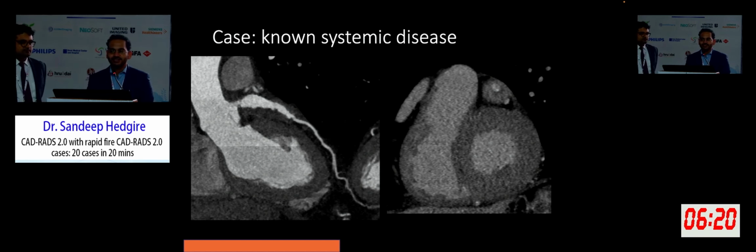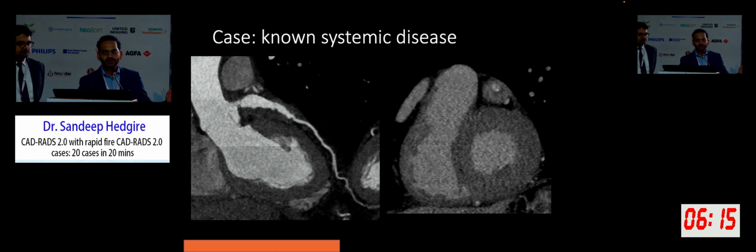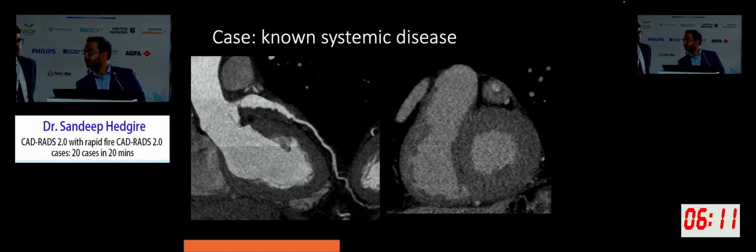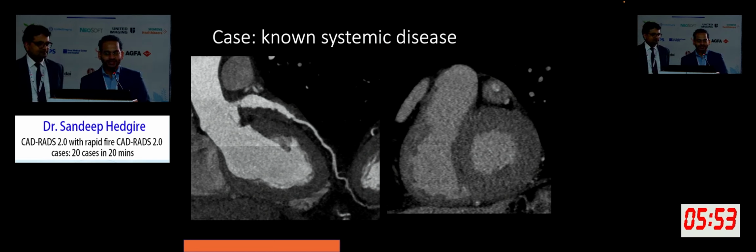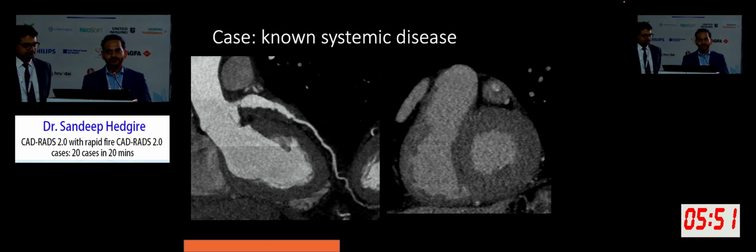Next one, this is a patient with known systemic disease. I will tell you what disease that is in a second. How many people think that this coronary artery is normal? Okay, glad that nobody thinks it is normal. How many think that there is a lot of soft tissue around the coronary artery? Okay, excellent. So there is indeed a lot of soft tissue around this coronary artery.